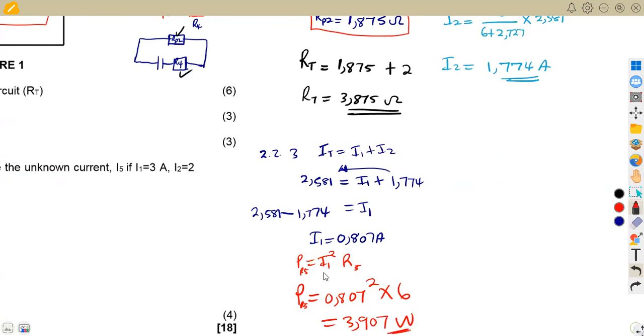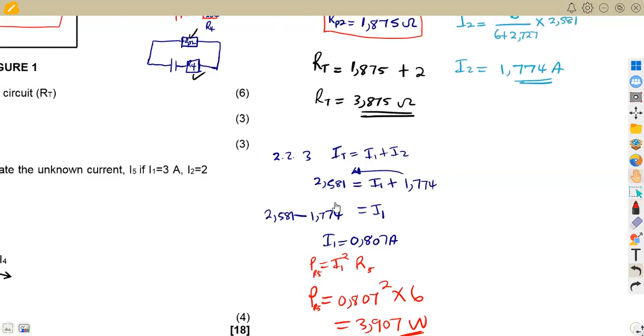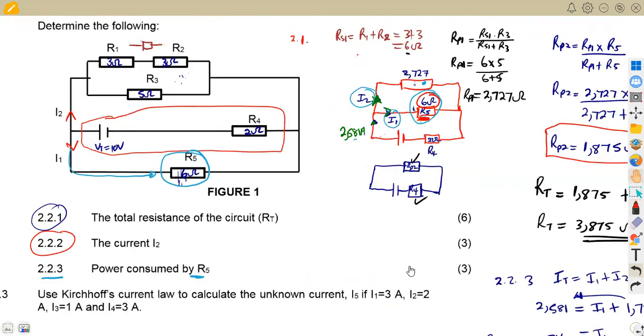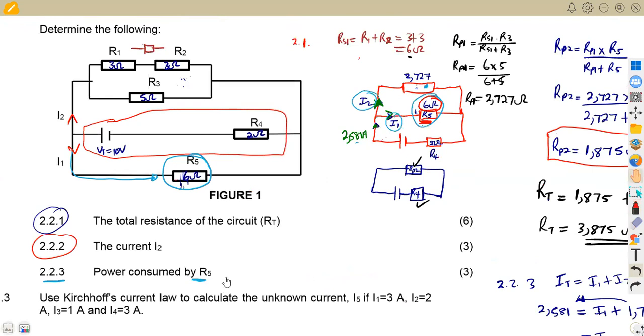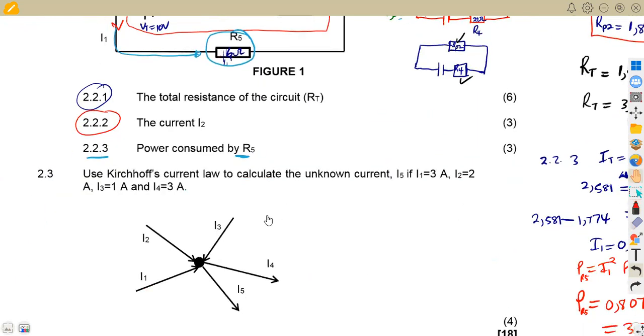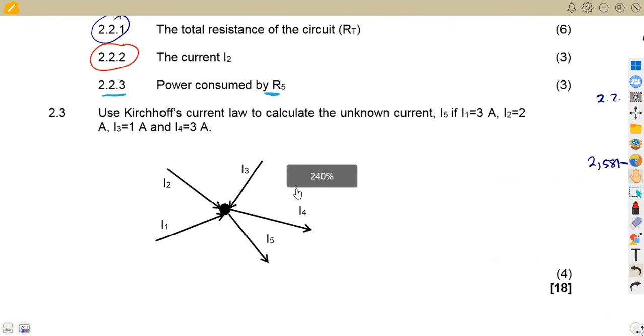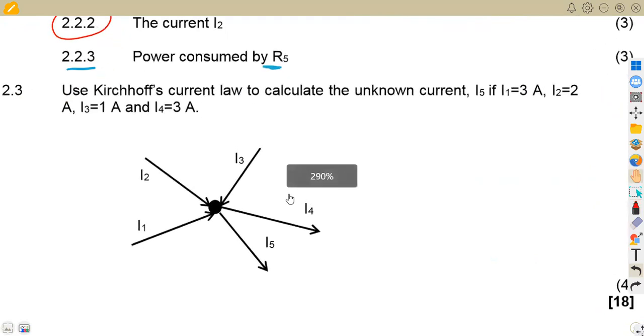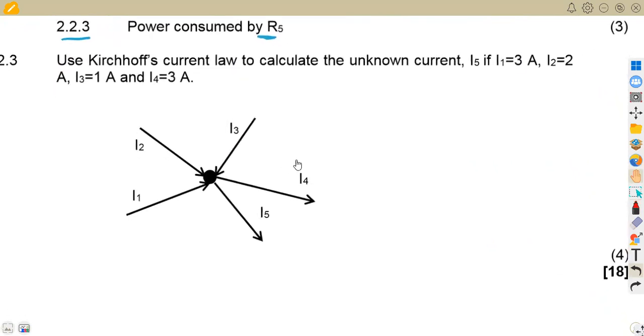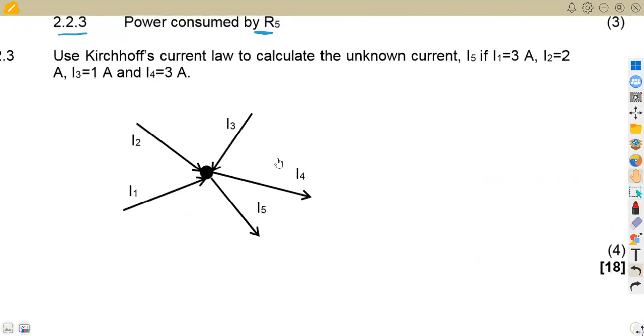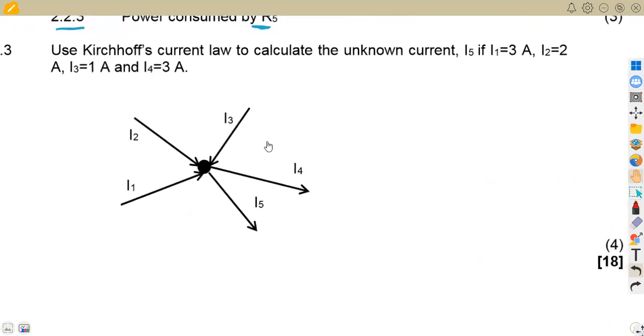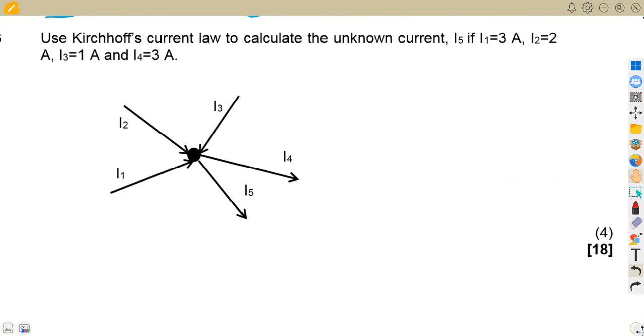All right, so I want you to apply this properly. This is actually the proper application of Kirchhoff's law. And even if you wanted to use the DC concept, you're still going to have the same answer. Use Kirchhoff's current law to calculate the unknown current. Now we are back to Kirchhoff's. You see the application of Kirchhoff's law. They actually want you to use that. This one is actually worth 4 marks. All right, so I asked you to use Kirchhoff's current law to obtain what?